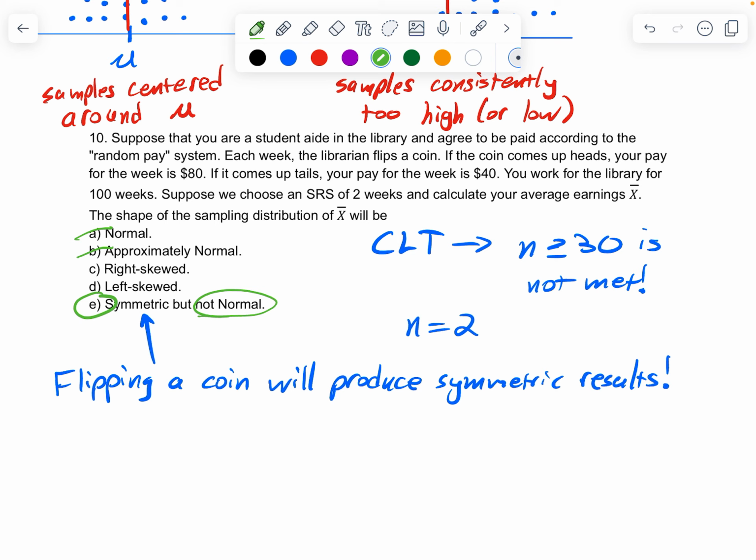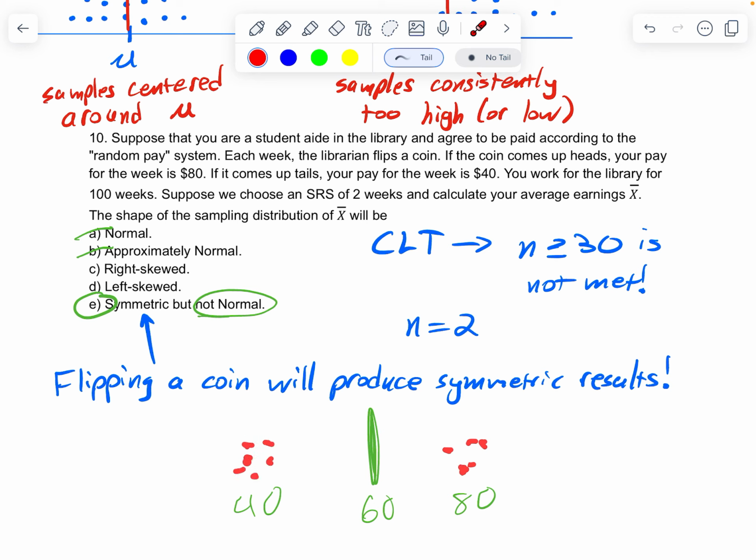But why is it symmetric? Because flipping a coin to determine if you get 80 or 40 would not give you skewed results, right? You've got 80 over here and 40 over here. The middle would be 60. Sometimes you're going to be over here at 80 when you land on heads, and sometimes you'll be at 40 when you land on tails. But the coin will make it symmetric.